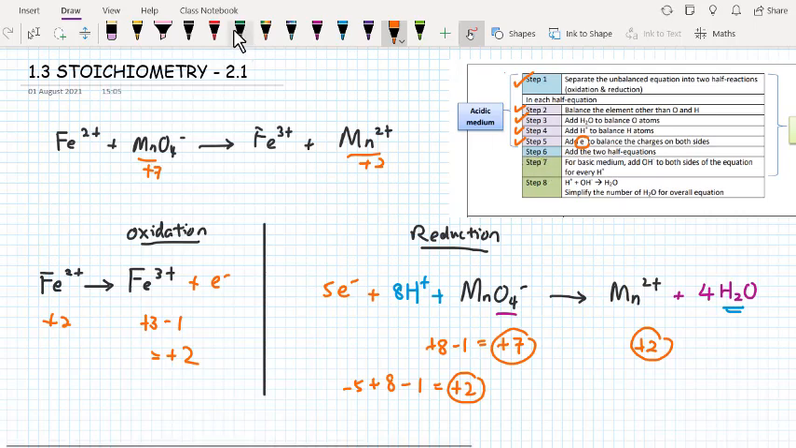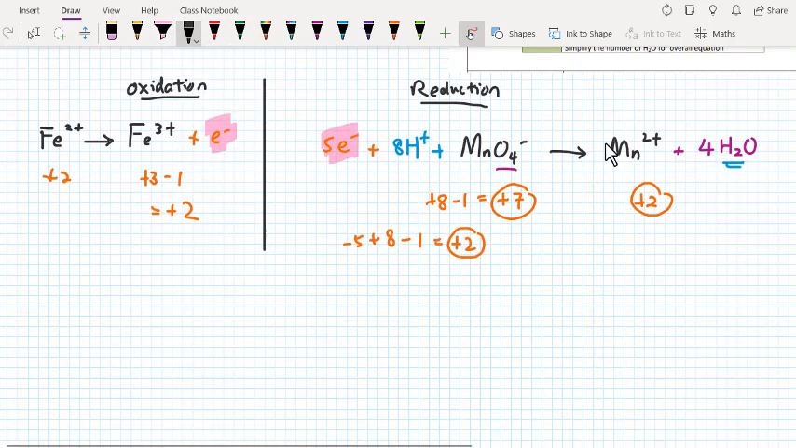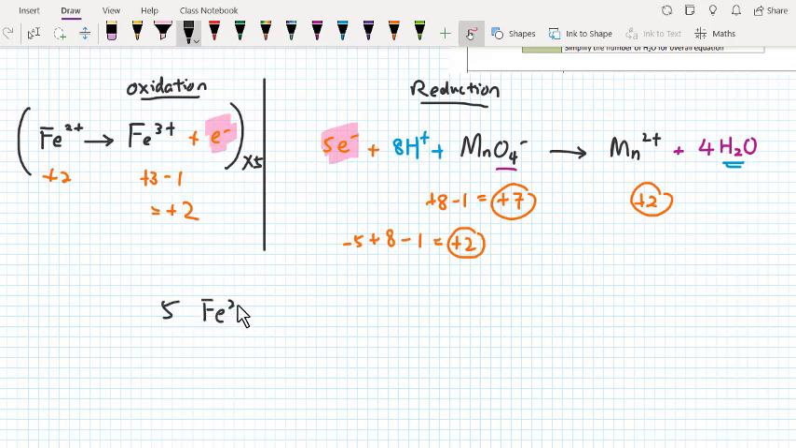So now we come back to our step 6. In step 6, you need to add the 2 half equations. When you want to add the 2 half equations, you need to make sure the number of electrons are equal so they can cancel each other. So how are we going to do it? In the reduction equation, we have 5 electrons. We need to multiply the oxidation equation by 5. Therefore, we have 5 Fe2+ giving 5 Fe3+ plus another 5 electrons.